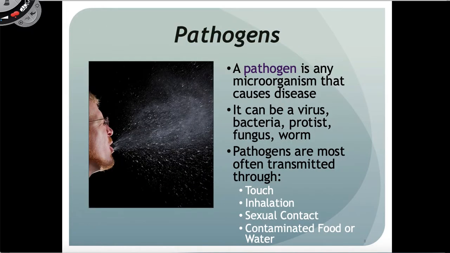All right, so let's look at some vocab words here. A pathogen is any microorganism that makes you sick, any microorganism that causes a disease. So we know for sure that viruses are an example of a pathogen, but so are bacteria, and so are some protists and some fungi and some worms. So most pathogens are transmitted by touch, inhalation, sexual contact, or contaminated food or water.